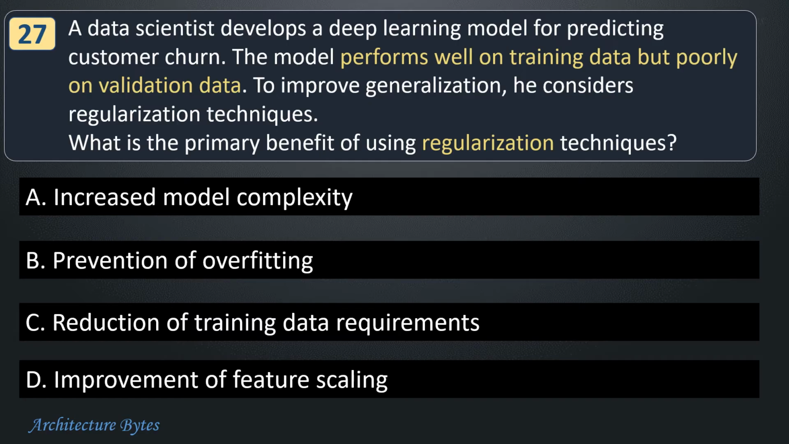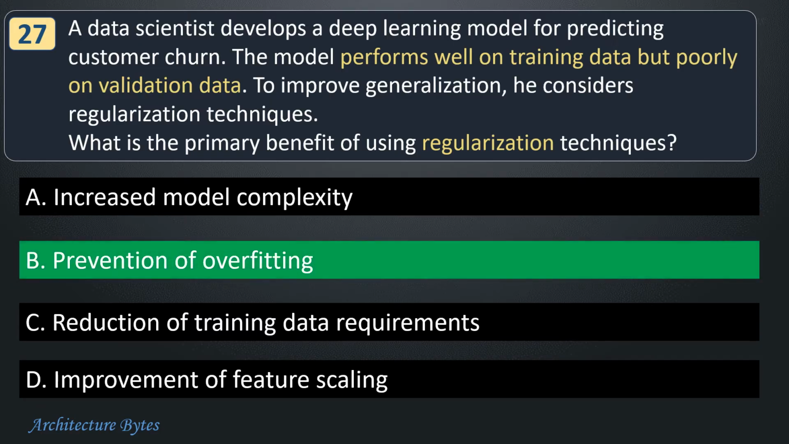A data scientist develops a deep learning model for predicting customer churn. The model performs well on training data but poorly on validation data. To improve generalization, he considers regularization techniques. What is the primary benefit of using regularization techniques? Option A, increased model complexity. B, prevention of overfitting. C, reduction of training data requirements. Or D, improvement of feature scaling.